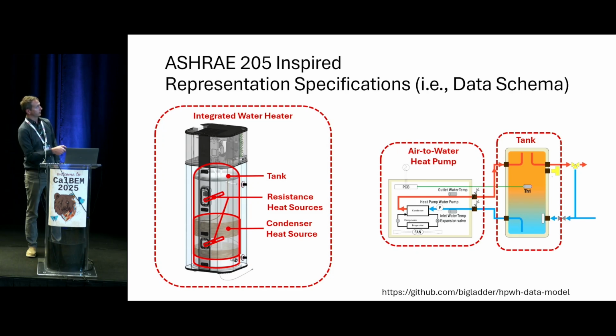And so we've done this for both integrated water heaters, which encompass the tank, the resistance heat sources, the condenser heat sources, and for the central systems, separate representations for the air-to-water heat pump and the tank. And the tank here and the tank here are actually the same schema for data because they're characterized in the same way, regardless of whether it's integrated or not. And then these data schema also include the performance maps for the condenser heat source and the air-to-water heat pump.